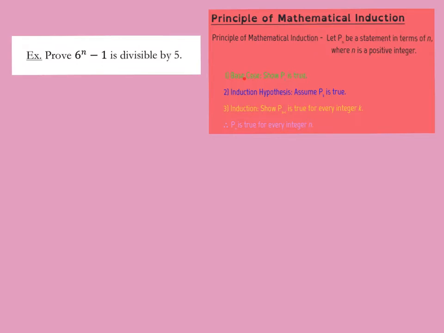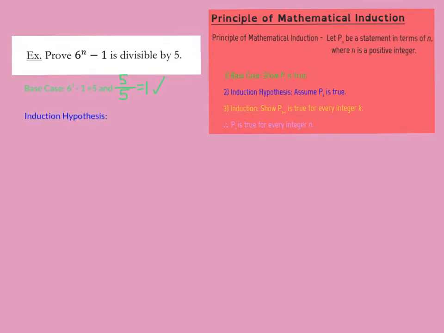We need to do the base case, the induction hypothesis, and then the actual induction. Let's go ahead. First, we need to show that our base case statement is true. 6 to the first power is 6, minus 1 equals 5. And 5 divided by 5 equals 1. So 5 is divisible by 5 because we got an integer as our answer.